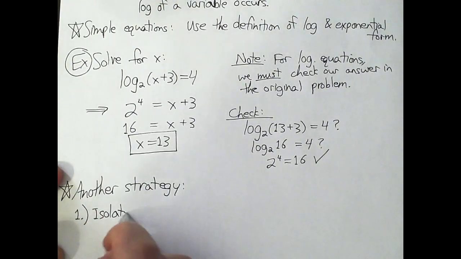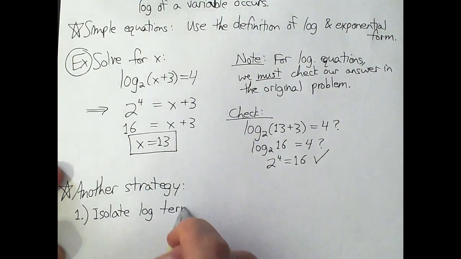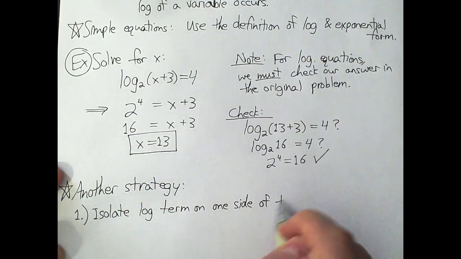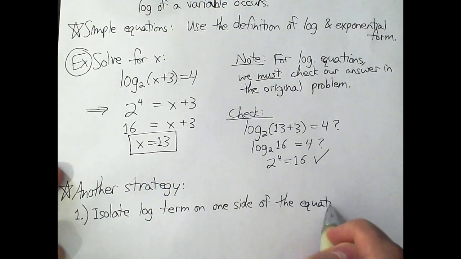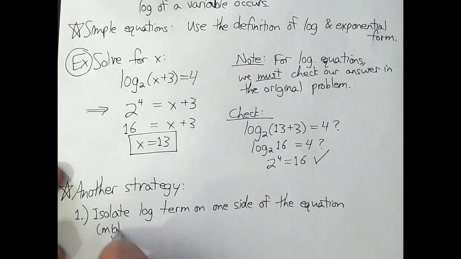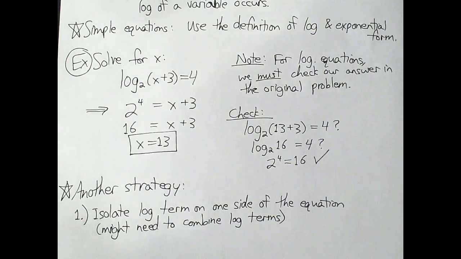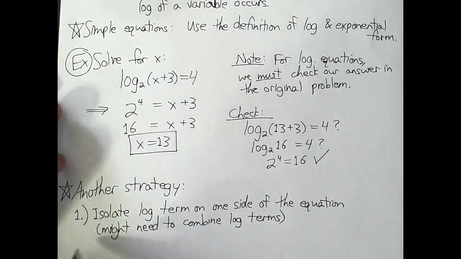It starts by saying isolate the log term on one side of the equation. And we might need to combine log terms. So how would you combine log terms? Like if you had a log term plus another one, you could probably use the laws of logarithms that we talked about. If you have a log plus a log or a log minus a log, if they're the same base, you can use those properties to combine them.